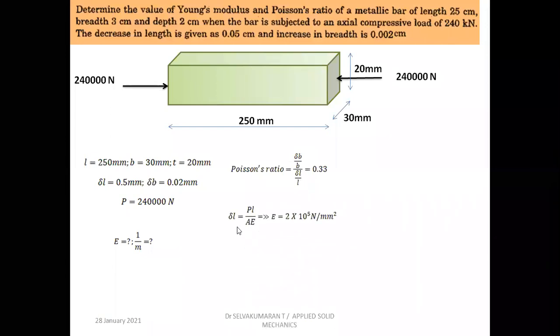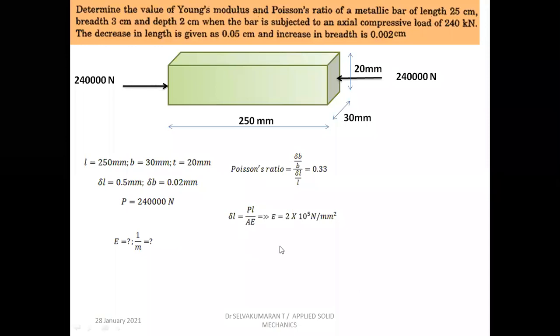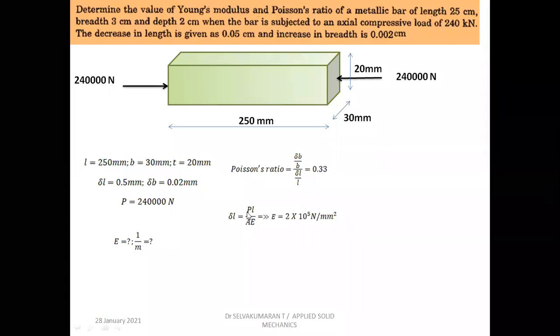And the extension or elongation, or decrease in length, delta L is equal to PL by AE. Okay, so all the data are available. You have to find E, Young's modulus, which is coming out to be 2 into 10 power 5 Newton per millimeter square.